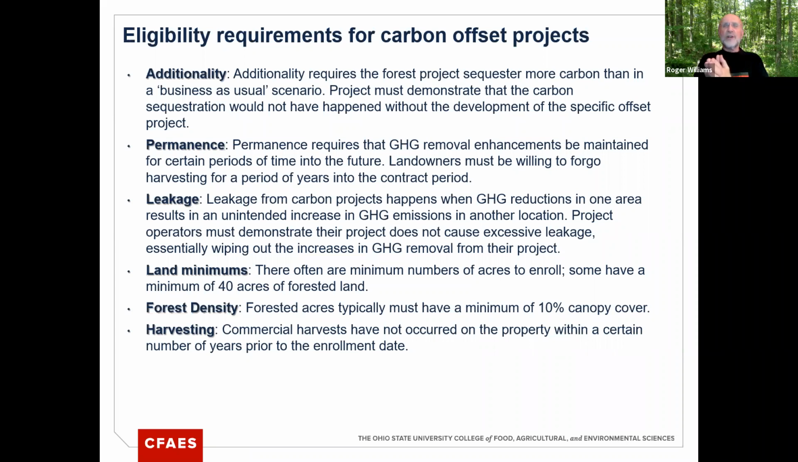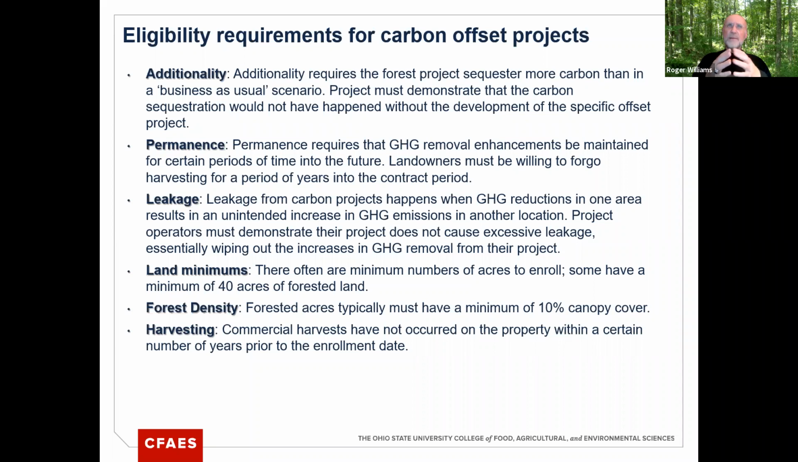There are going to be certain requirements for permanence. And what we mean here is that permanence requires that the greenhouse gas removal enhancements be maintained for certain periods of time into the future. Basically, in some cases, landowners must be willing to forego harvesting for a period of years into the contract period. There are concerns in projects about what is referred to as leakage, right?